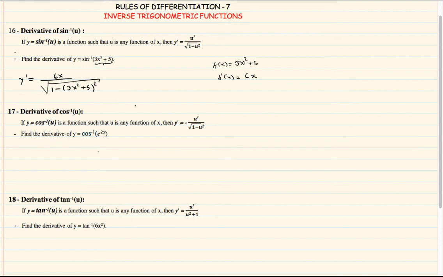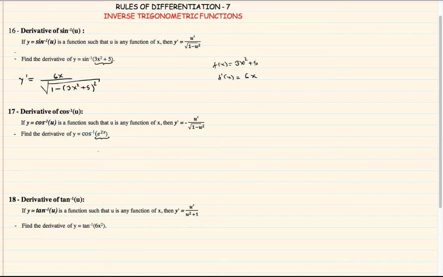Now, derivative of a cos inverse. We apply the same rule we use for sine inverse, but the difference is now we use a minus sign. So we do the derivative of the argument, and then we divide by the square root of 1 minus the original argument. In this case, y is equal to cos inverse of e raised to 2x.